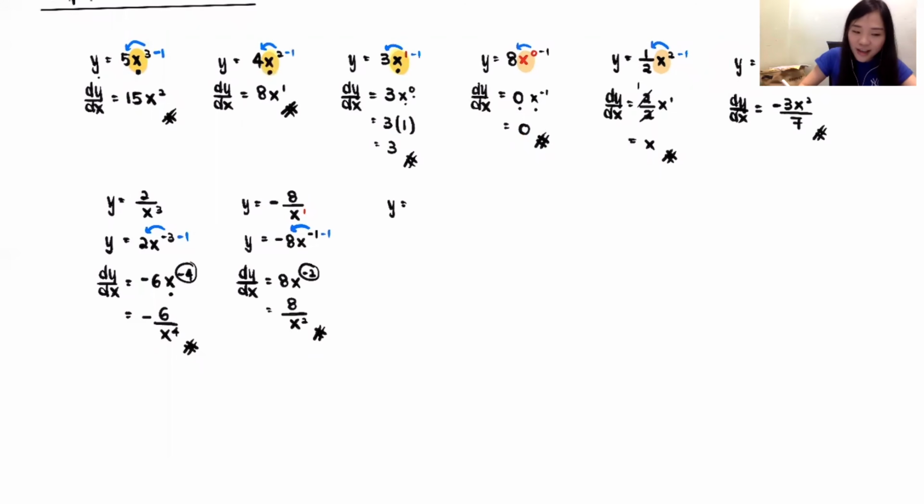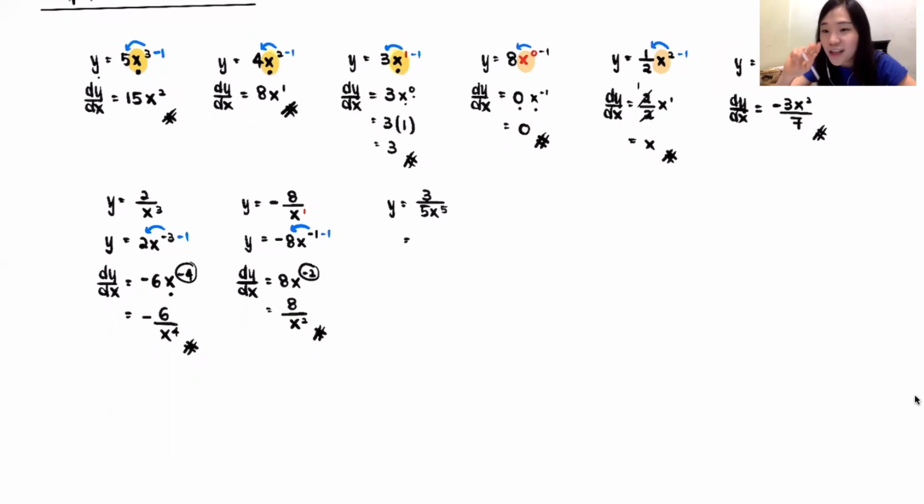Let me give you another example. y equals 3 over 5x to the power of 5. This one, how do we do it again? So guys, the concept is exactly the same. Every time you want to differentiate, please make sure your x is on top, not at the bottom. So this x at the bottom, what will I do?